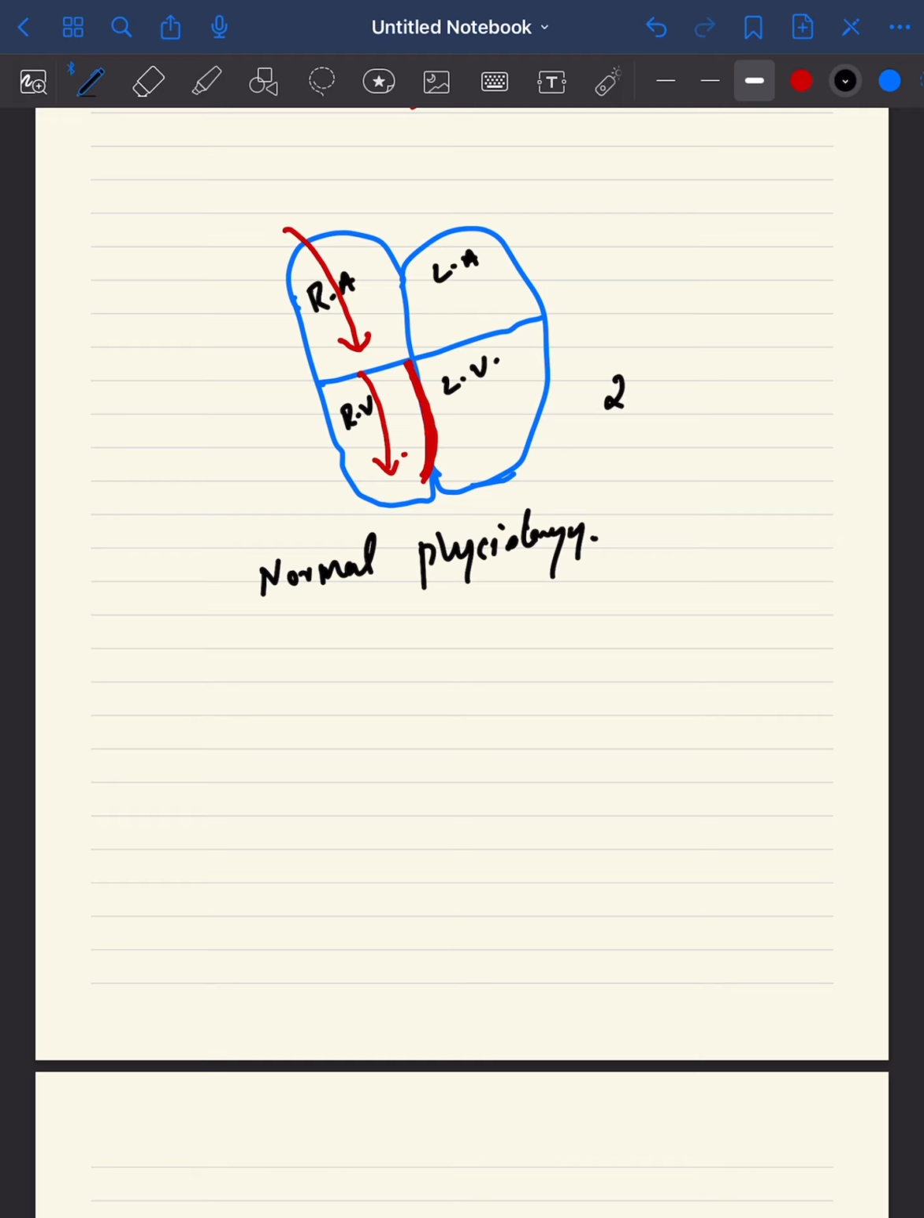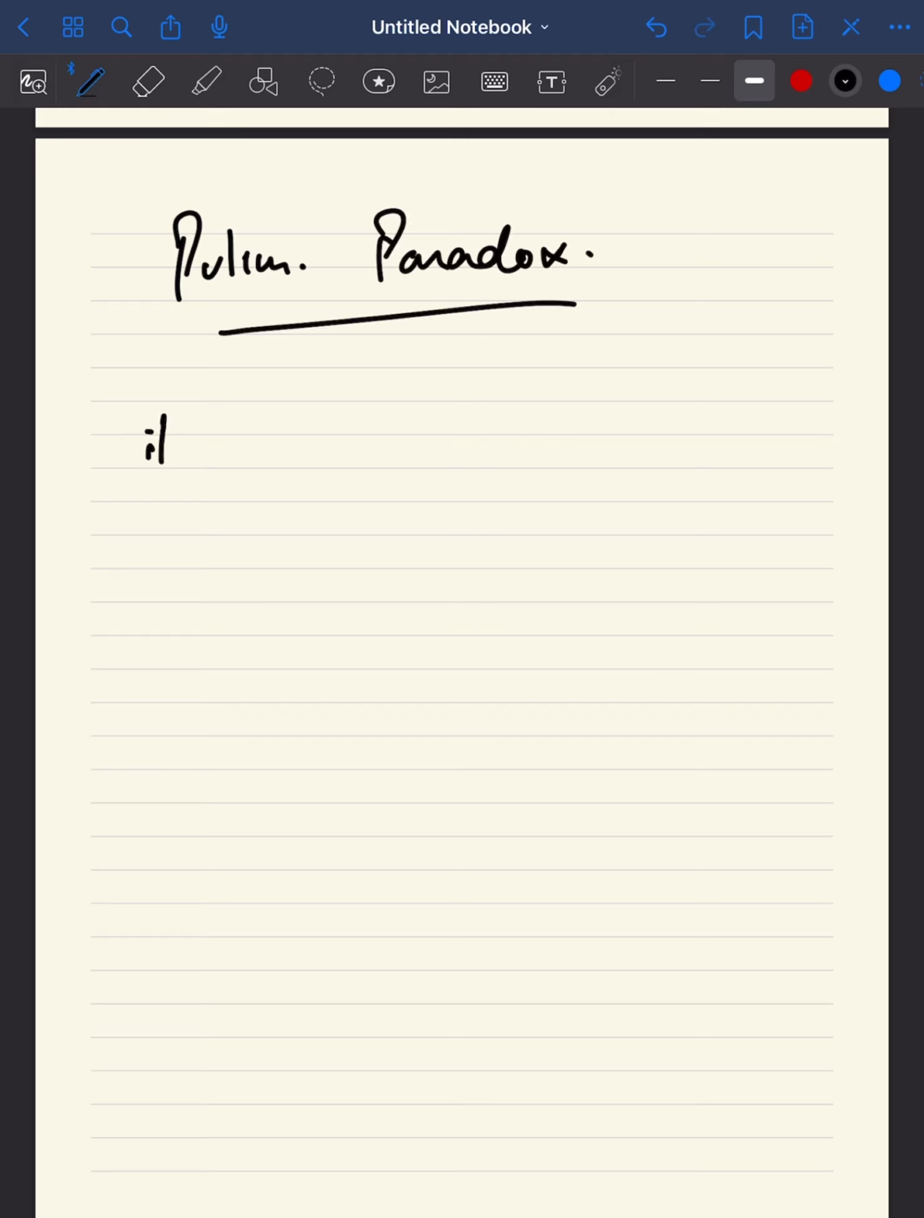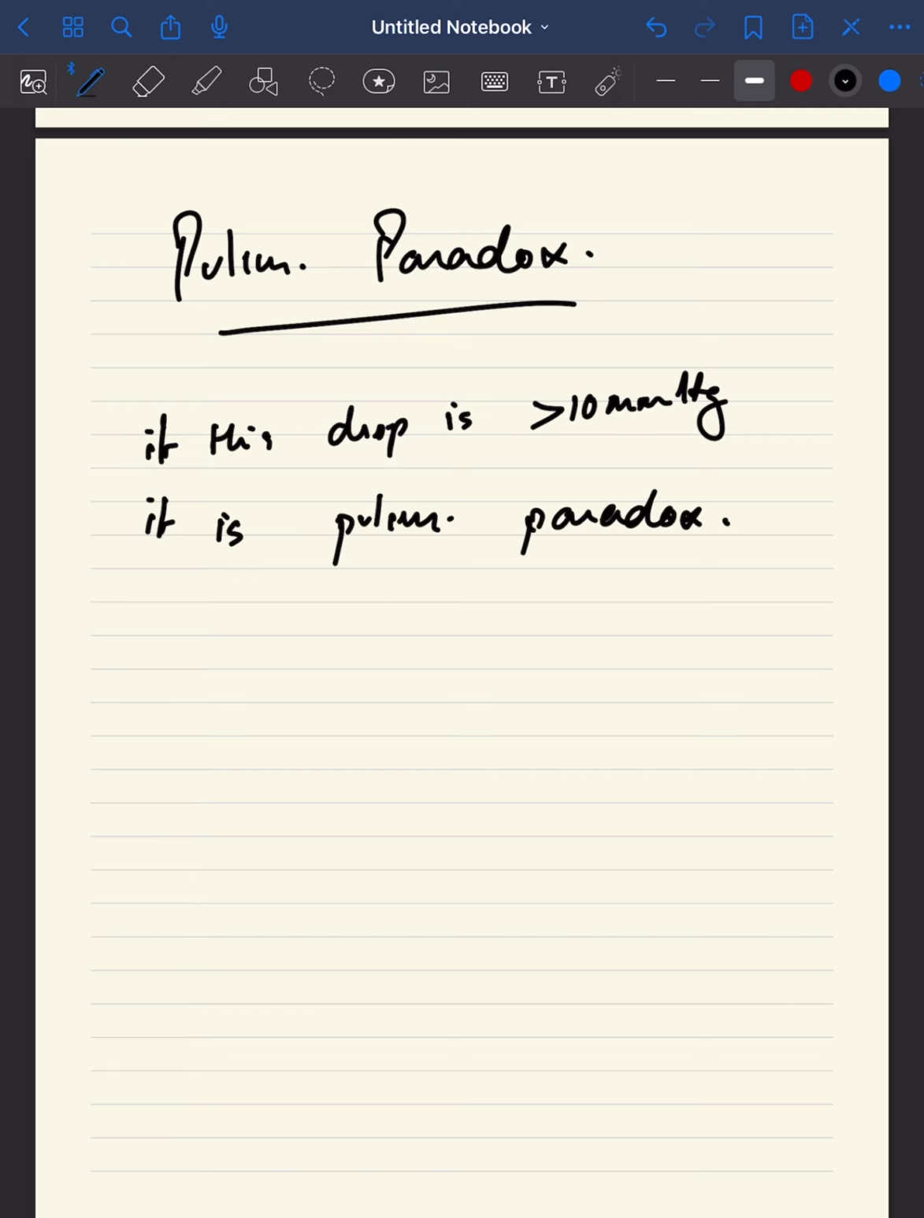This drop is normally seen as 2 to 6 mm Hg. Now let's talk about pulsus paradox. If this drop is more than 10 mm Hg, it is pulsus paradox. So let's see what is happening in cardiac tamponade.